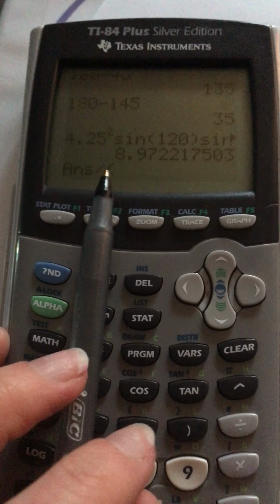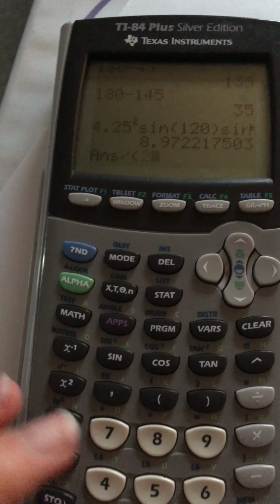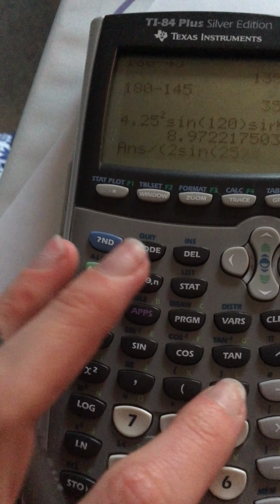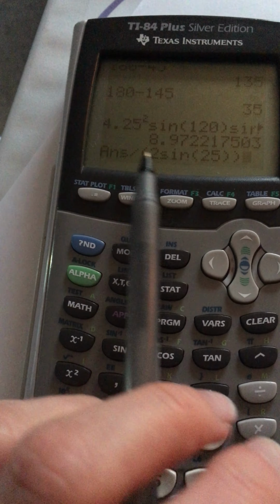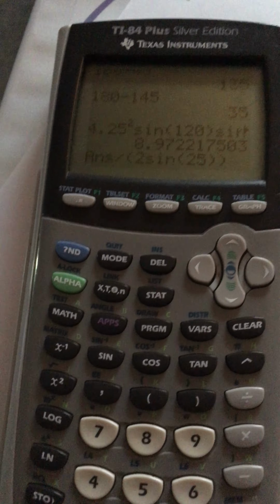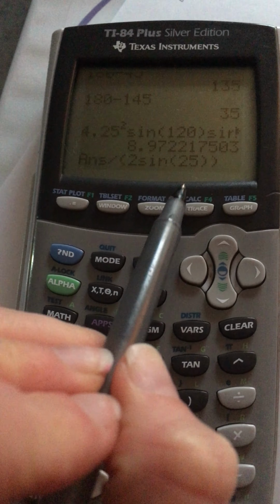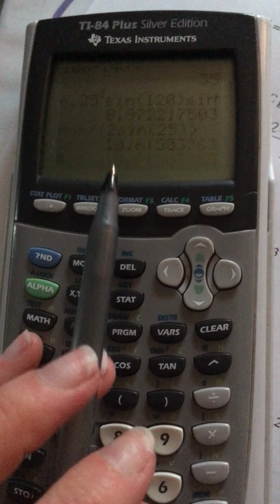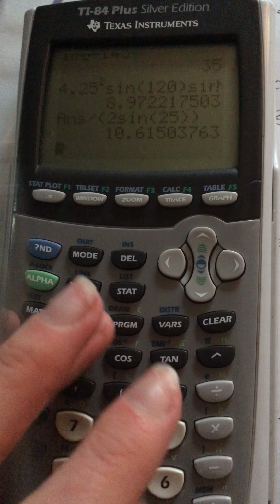Now, be careful when you're plugging it into your calculator that in the denominator you do 2 sine 25 in parentheses so your calculator knows to multiply those two things together. Otherwise, you're going to get a different answer. So make sure you put 2 sine 25 in its own set of parentheses like I did there. Okay? Hit enter, and we'll have 10.62.